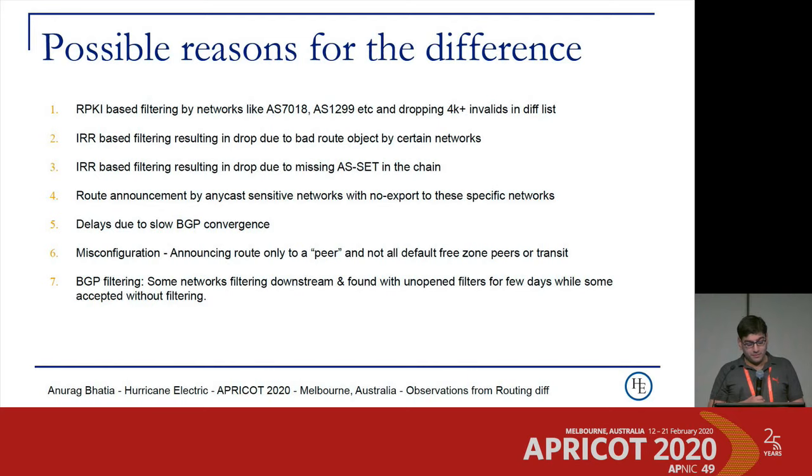And of course, BGP filtering. Some networks we noticed were missing on opening the downstream filters. These were cases where certain new prefixes were announced. Out of the 30,000-plus, around 200-plus prefixes were very recently announced. It seems like there was a case where they might have asked their upstreams to open filters. Some would have opened and accepted those, some might not have.